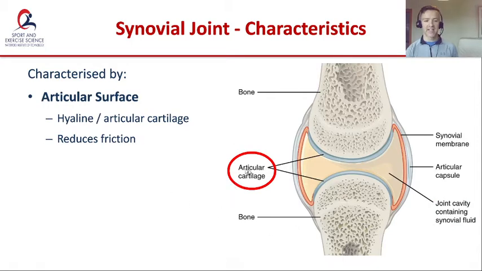Next, we've got the articular surface. We've mentioned this previously. At the ends of our long bones in particular, we said that the ends of those long bones are lined or covered in articular cartilage. That articular cartilage is a smooth cartilage that is again designed to reduce friction in the joints.